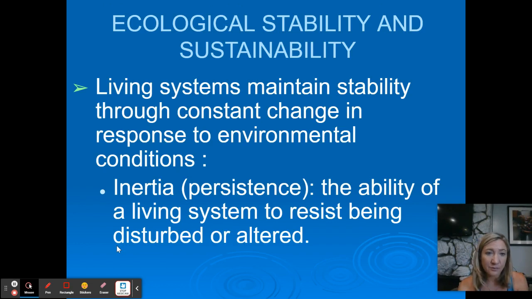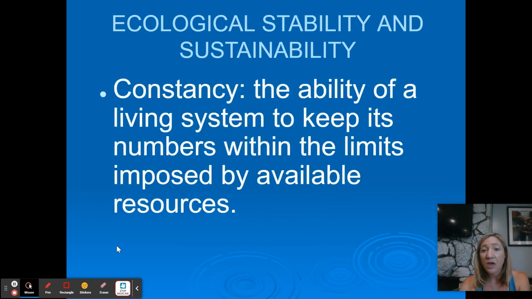Just a couple other things to briefly talk about. A living system maintains stability through constant change in response to environmental conditions. In other words, environmental conditions are happening. How can a population sustain itself? How can a community sustain itself? So, one way is if it has inertia or persistence, the ability of a living system to resist being disturbed. Climate's changing, no big deal. We're going to be able to adapt to it, to resist that change.